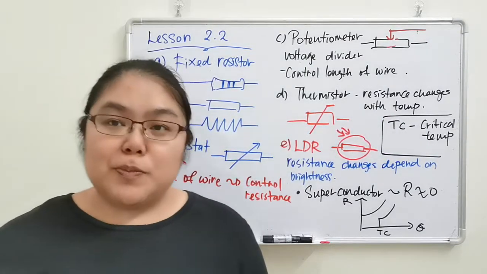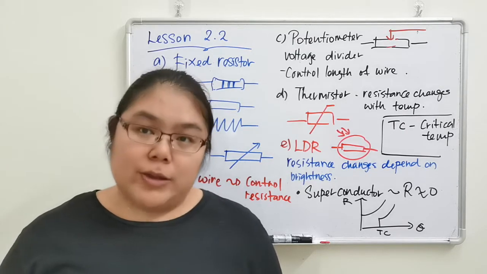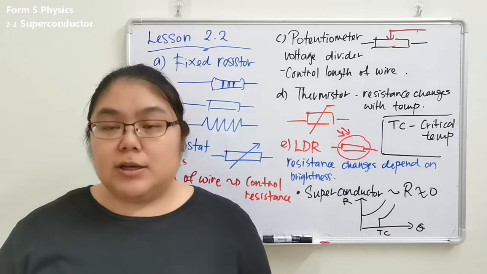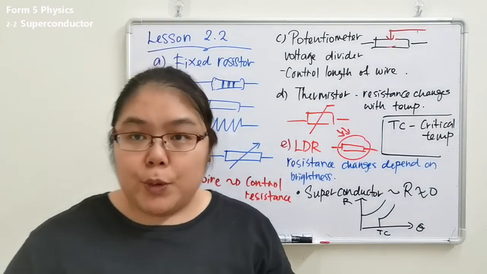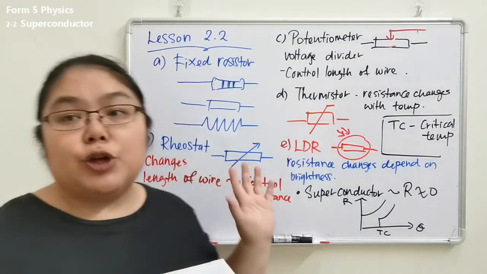Class, I will continue my lesson 2.2 because we left one more part, that's superconductors. But before I go to superconductors, you need to see this page. They will introduce some of the components related to resistance. Now I draw some short notes.